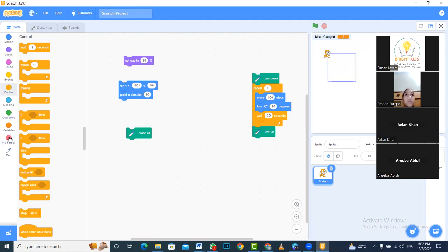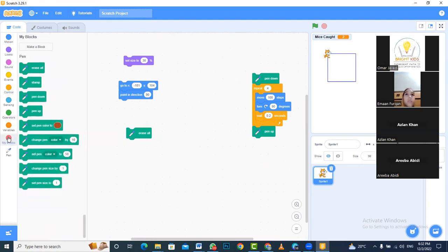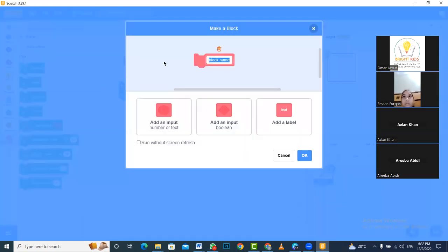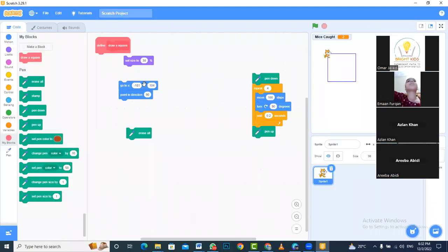Okay. So what I do is I go to my blocks, and you see that this is currently empty. In my block section, you do not see anything, right? So why don't we make a block of ourselves? Click on make a block. It will help you add something to your block. I would say my block's name is draw a square. And I click on OK.